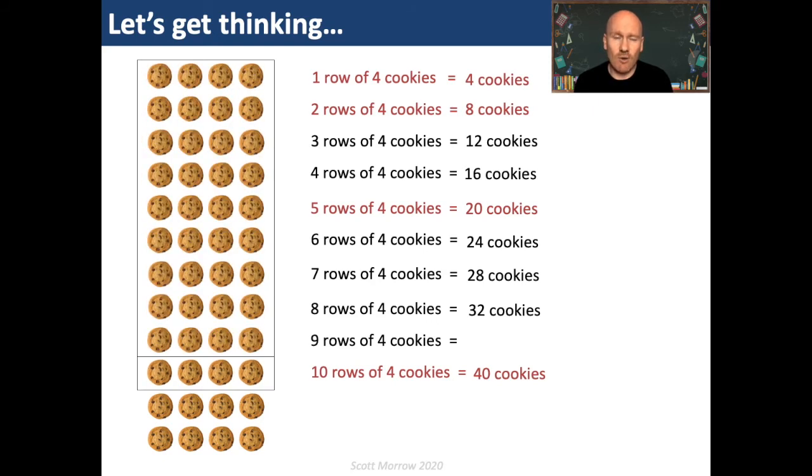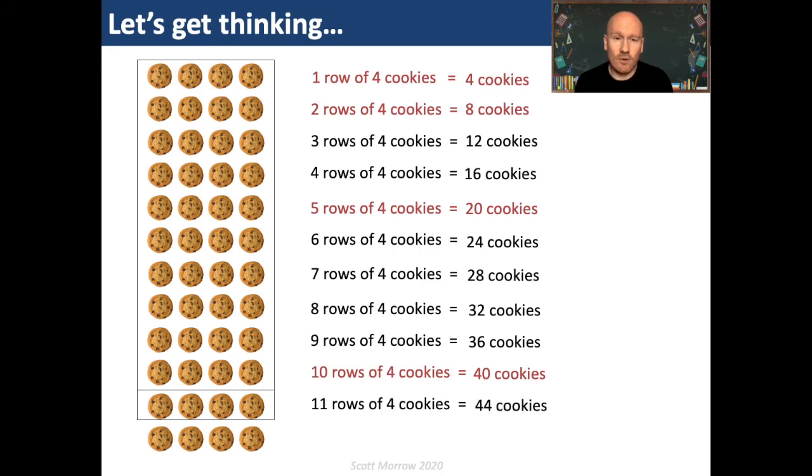So I could start with my 10 rows and then I'm just taking away 4. So I've got 40, take away 4 to give me 36. What about 11 rows of 4? Well, 11 rows is just 1 more than 10 rows. 10 rows is 40, 1 row is 4, so I'm adding 40 and 4 to get 44.